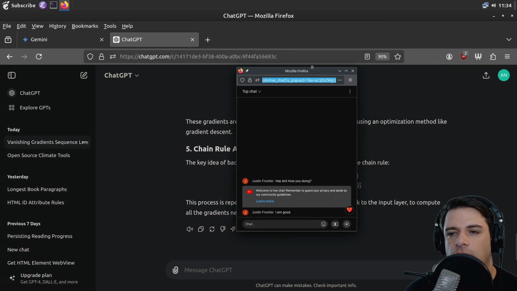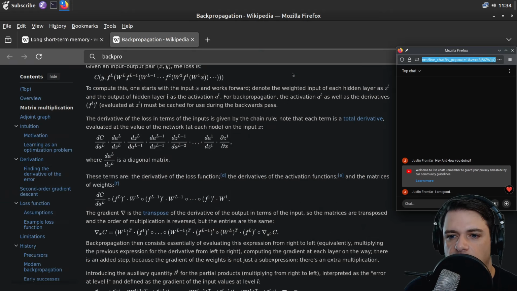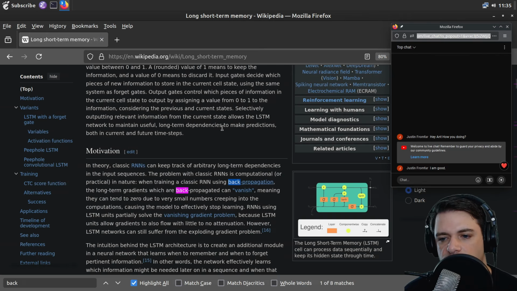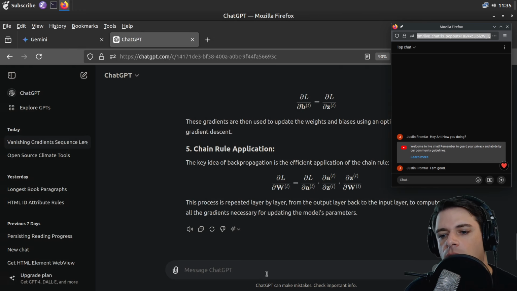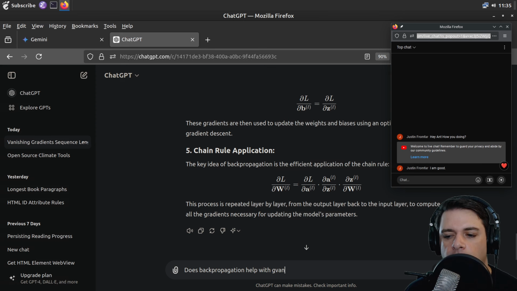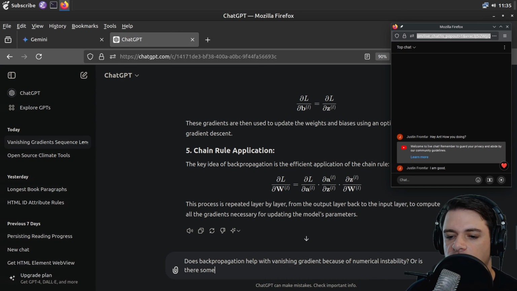I'm not sure exactly how that defeats the vanishing gradients, but I guess we're not just taking a bunch of stuff and multiplying them. It seems like maybe we're going back closer to first principles and computing it with another method. So does backpropagation help with vanishing gradients because of numerical instability, or is there some other reason?